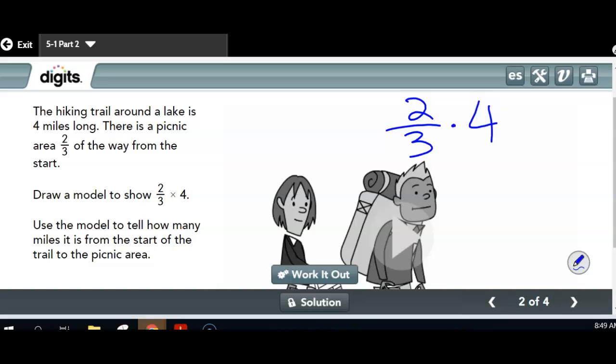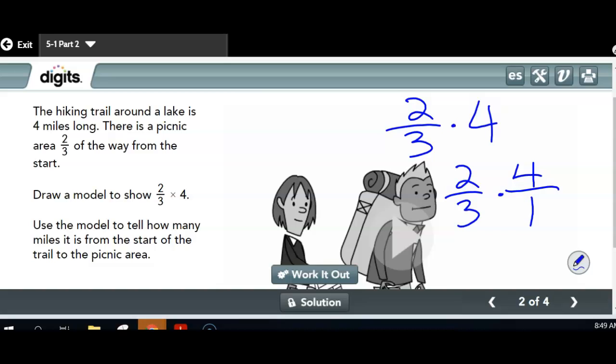Good. You can change your whole number into a fraction. You change it to an improper fraction. So we have 2/3 times 4/1. 4/1 is 4 as an improper fraction. Ben. Okay, go ahead and explain the next step.